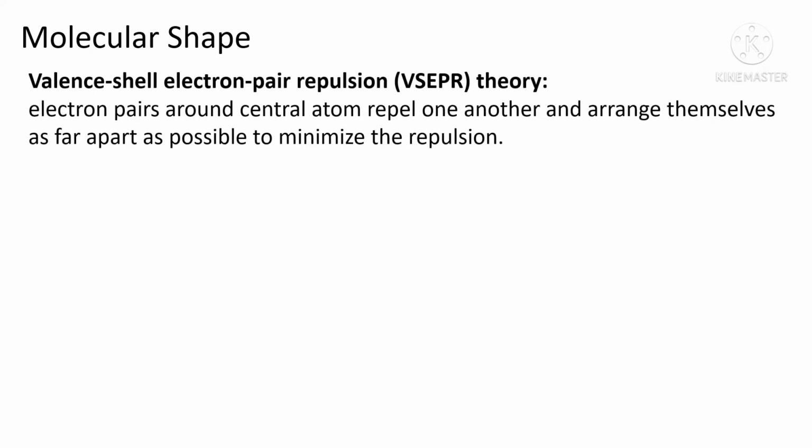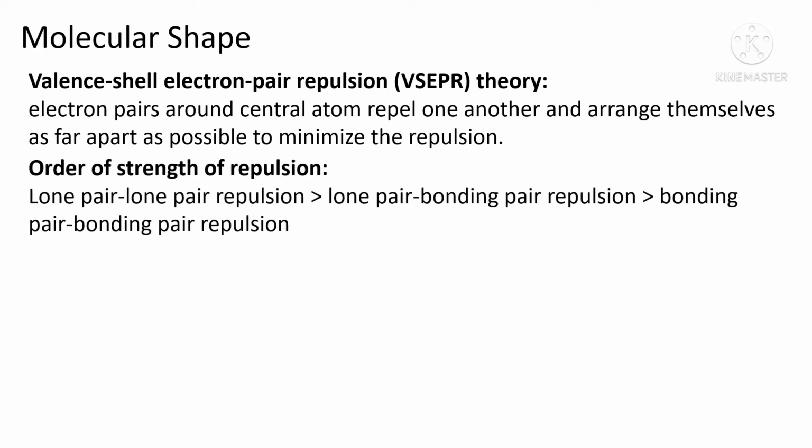The molecular shape of a molecule is derived from the valence shell electron pair repulsion (VSEPR) theory. VSEPR theory states that electron pairs around the central atom repel one another and try to arrange themselves as far apart as possible in order to minimize the repulsion. The repulsion between the electron pairs can be divided into lone pair repulsion, lone pair bonding pair repulsion, and bonding pair repulsion. Lone pair repulsion is the strongest, followed by lone pair bonding pair repulsion, and bonding pair repulsion around the central atom is the weakest.